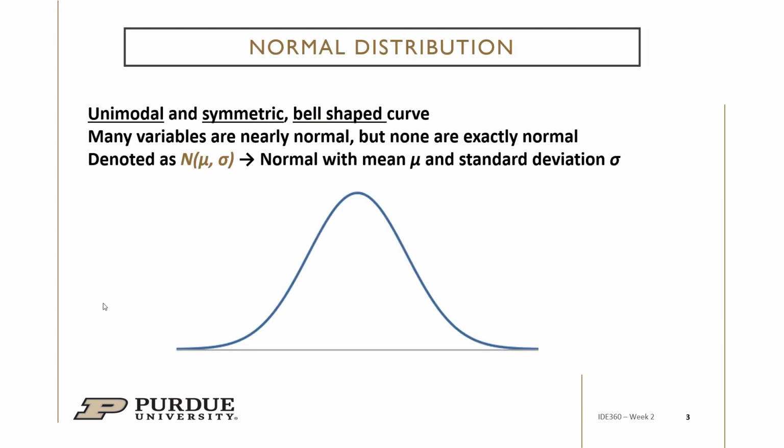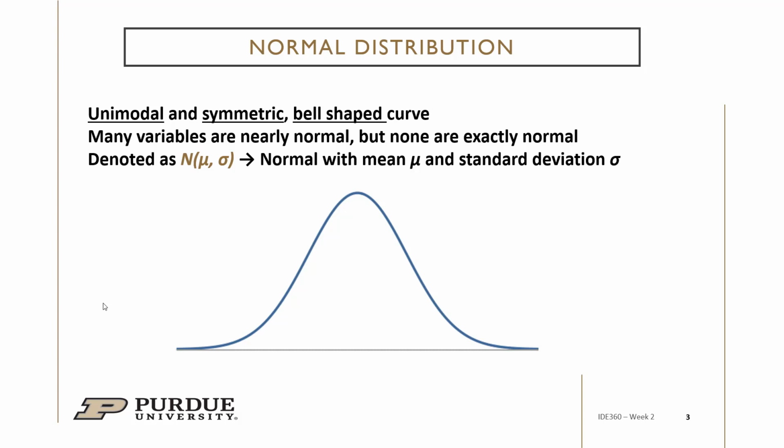The three characteristics that you need to remember about the normal distribution are that it's a unimodal, symmetric, and bell-shaped curve. Even though many variables are nearly normal in nature, none of them are exactly normal. Remember, this is also a model that we are using. Therefore, it's not perfect, but it's really, really good for many phenomena. Therefore, we keep using it.